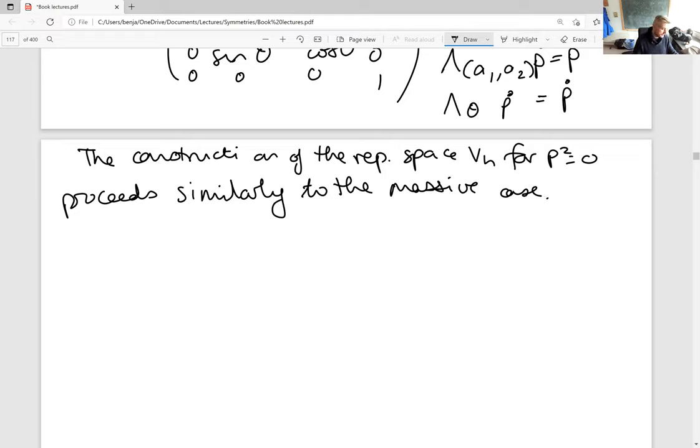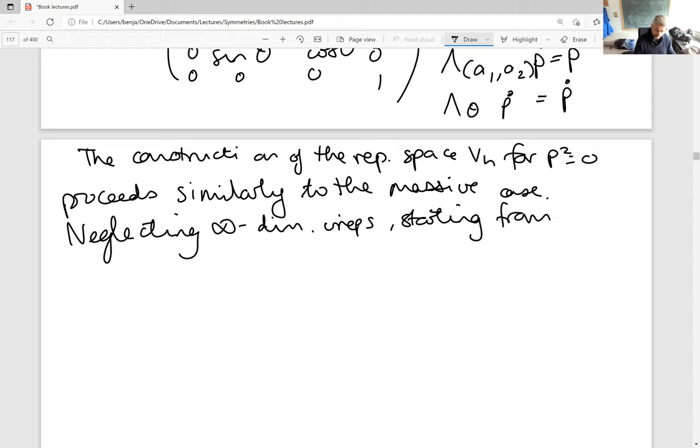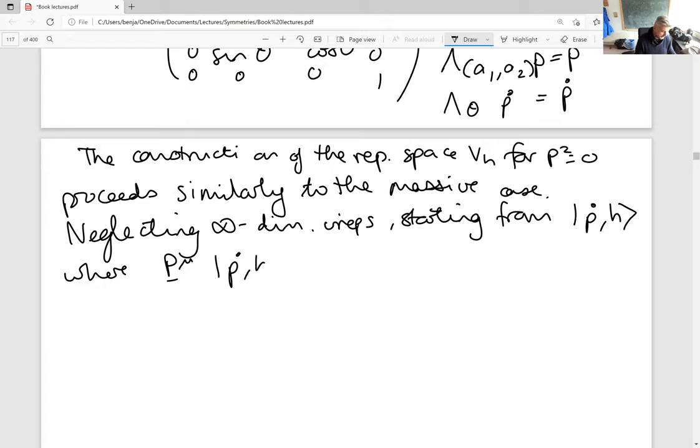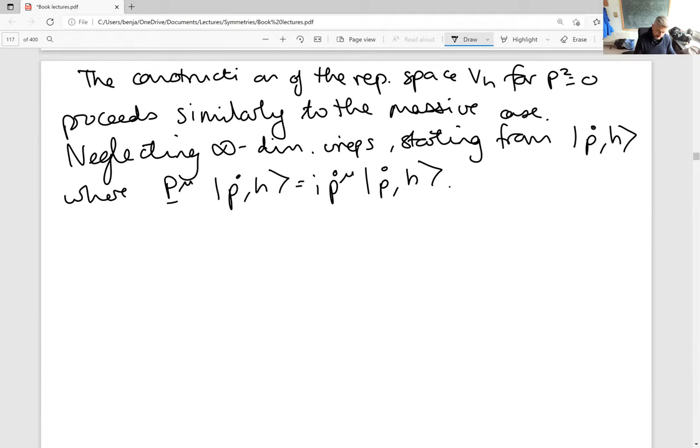So, neglecting infinite dimensional representations, starting from some vector |p̊, h⟩, where P^μ acting on |p̊, h⟩ gives us i p̊^μ |p̊, h⟩, and J3 acting on this state, of course, gives us back i h times |p̊, h⟩. A basis is formed.